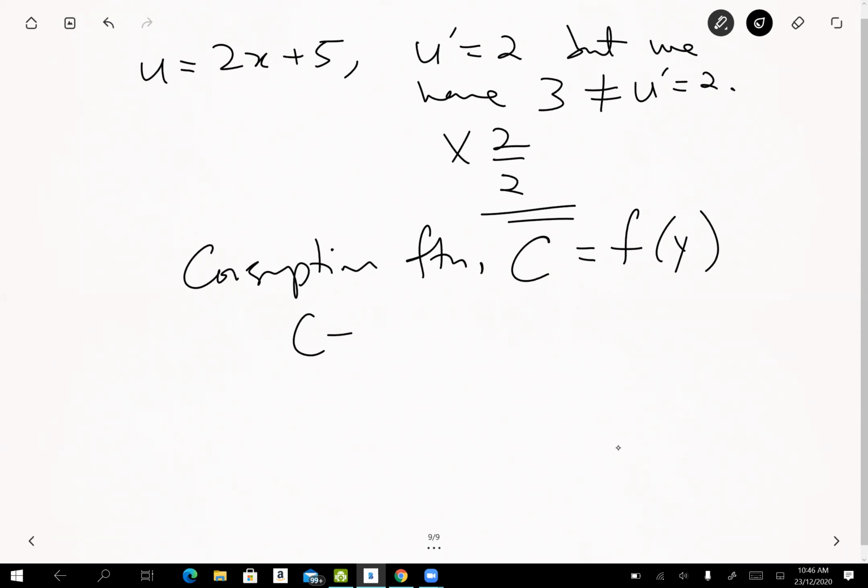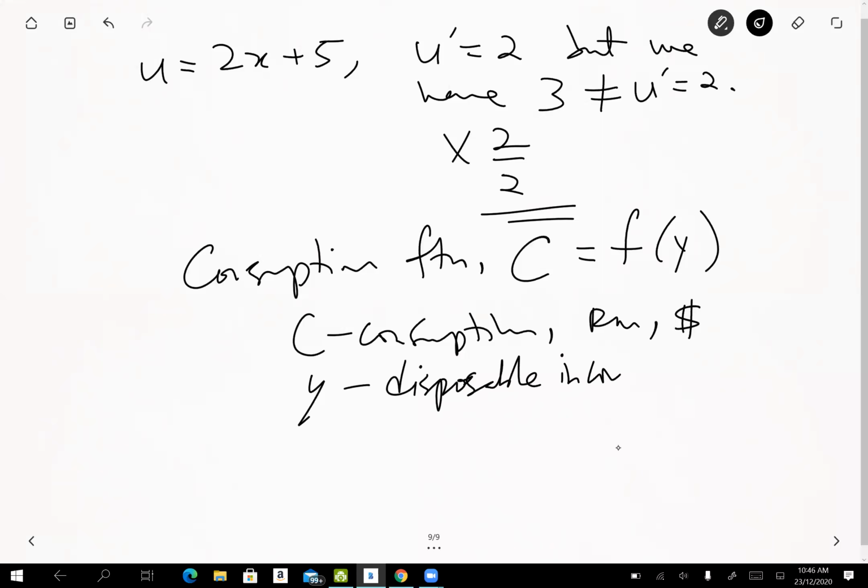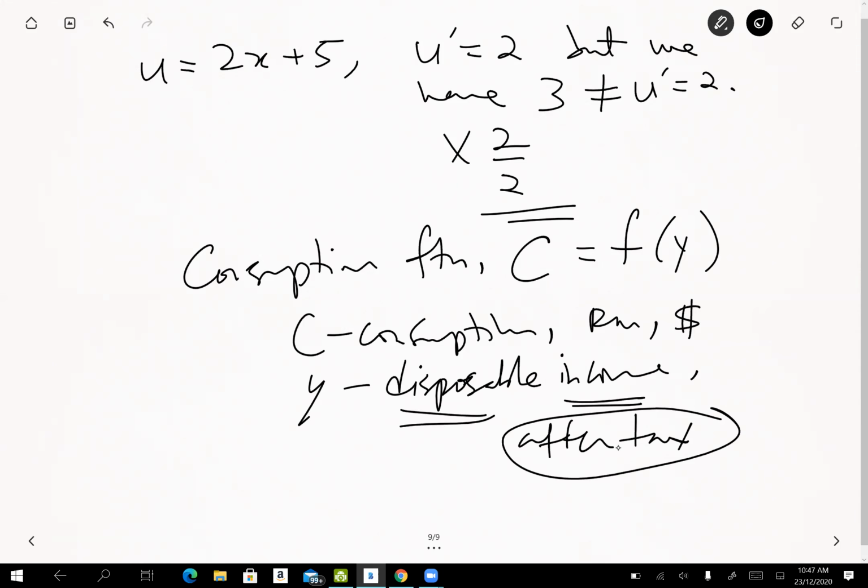C is the consumption in terms of RM, or here dollars, and y is what? Y is the income. All right. Y is the disposable income. Now, income is income. Income is how much you earn for a given period of time. Disposable income is the income after tax. Okay, after you pay your taxes to the government, you have the net income, something like net income.